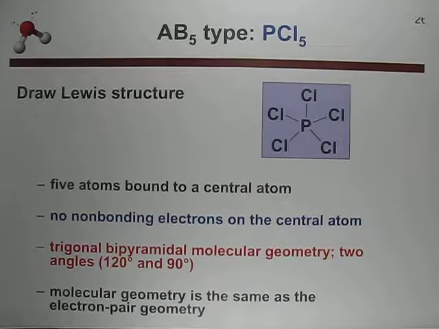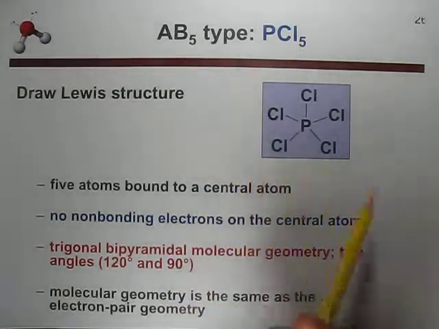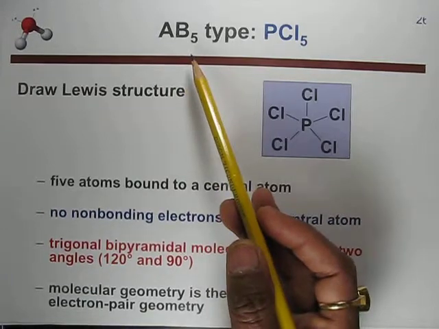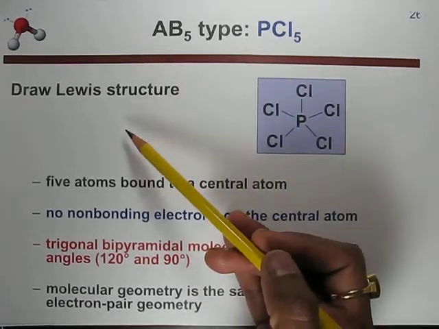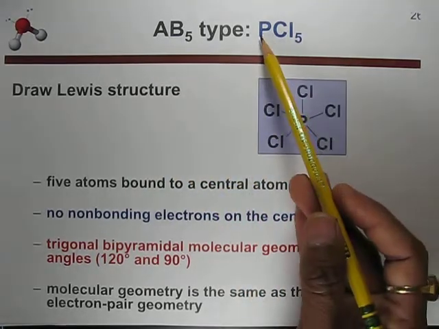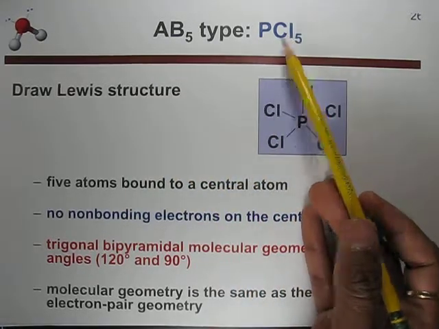Hello students, in this video we will study the bonding theory for AB5 type of molecules, and the first example is phosphorus pentachloride.